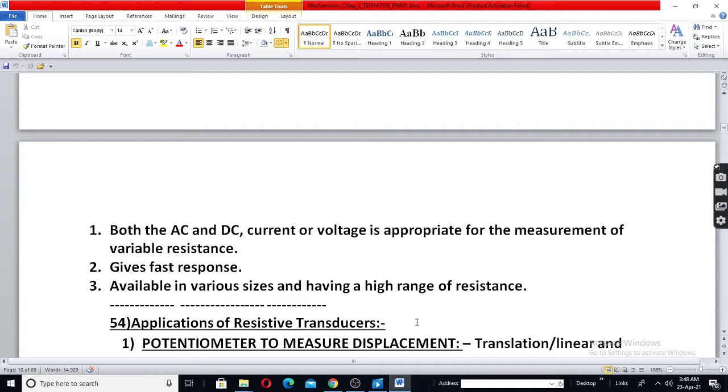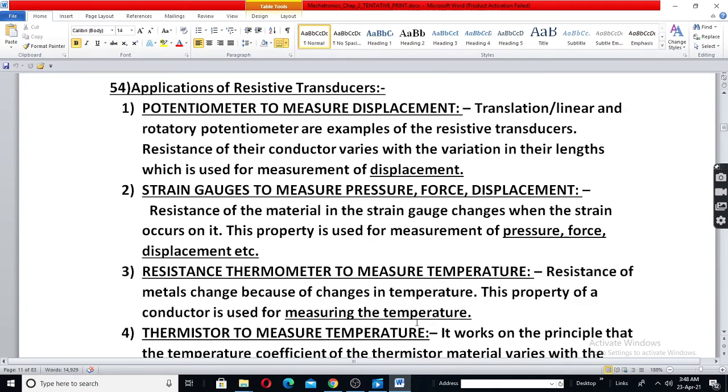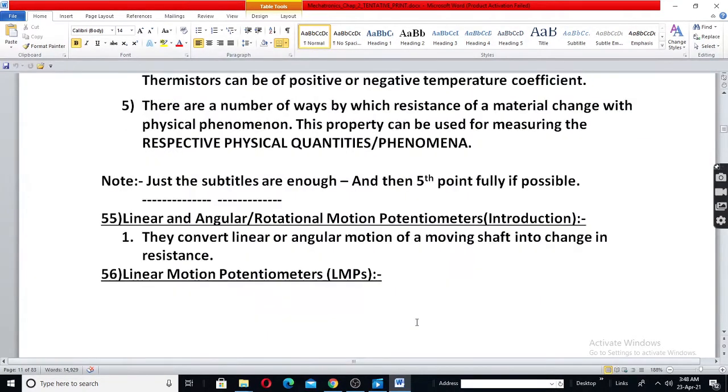Advantages: it is simple, easy measurement, fast response, all these things. Now, applications are there, very simple to understand. Now we will see potentiometers.